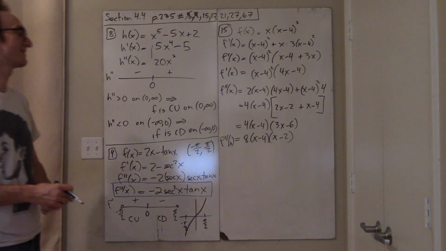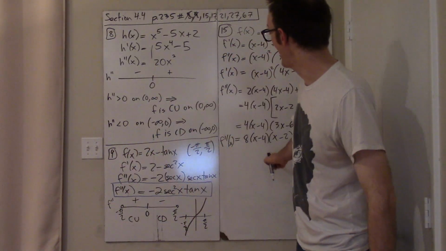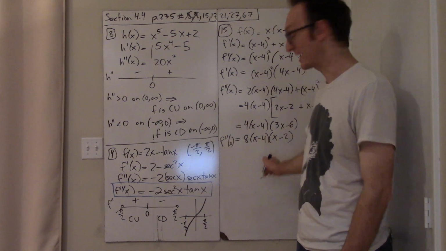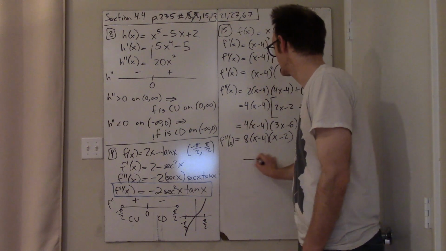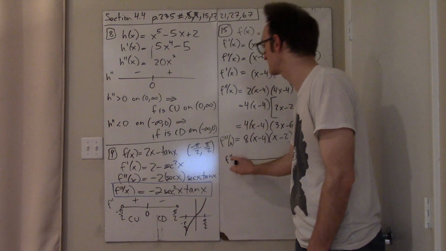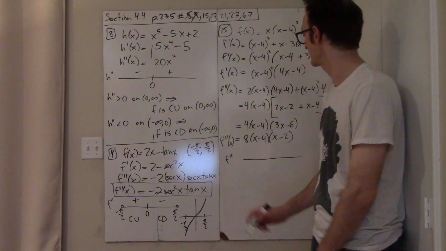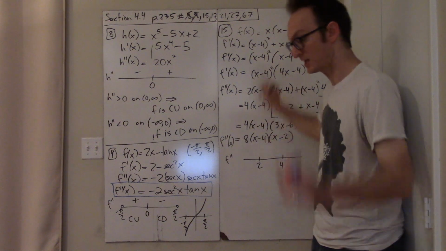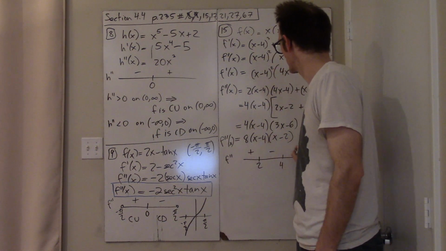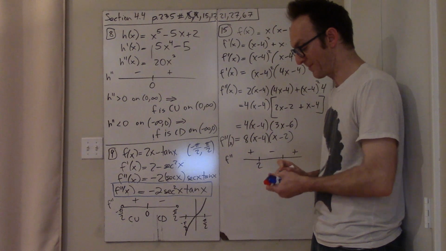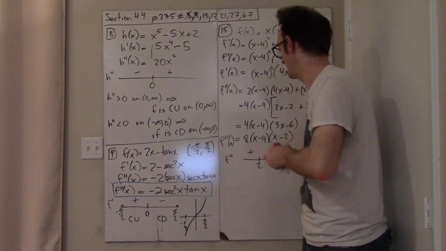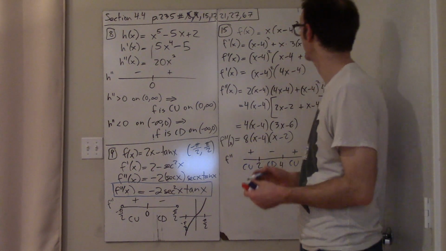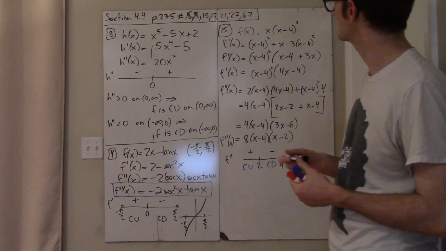And so what did we learn? We learned that this function has 2 numbers for which the second derivative is 0. And let's now make a sign chart for the second derivative. The second derivative is going to change sign at 2 and 4. And it's a quadratic, so it's going to be plus, minus, plus. And so what we now know about this function is that it will be concave up here, concave down here, and concave up here.